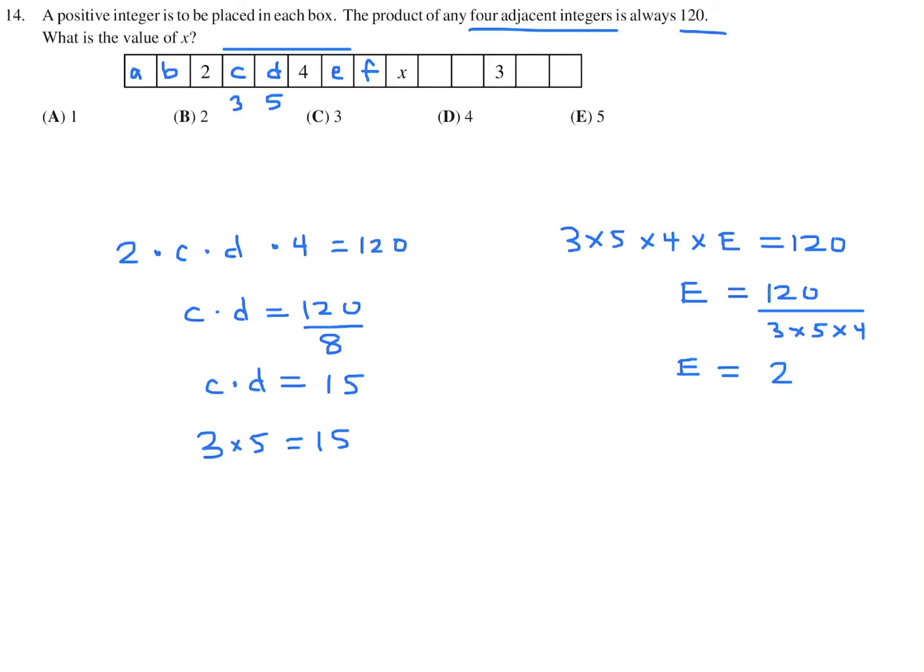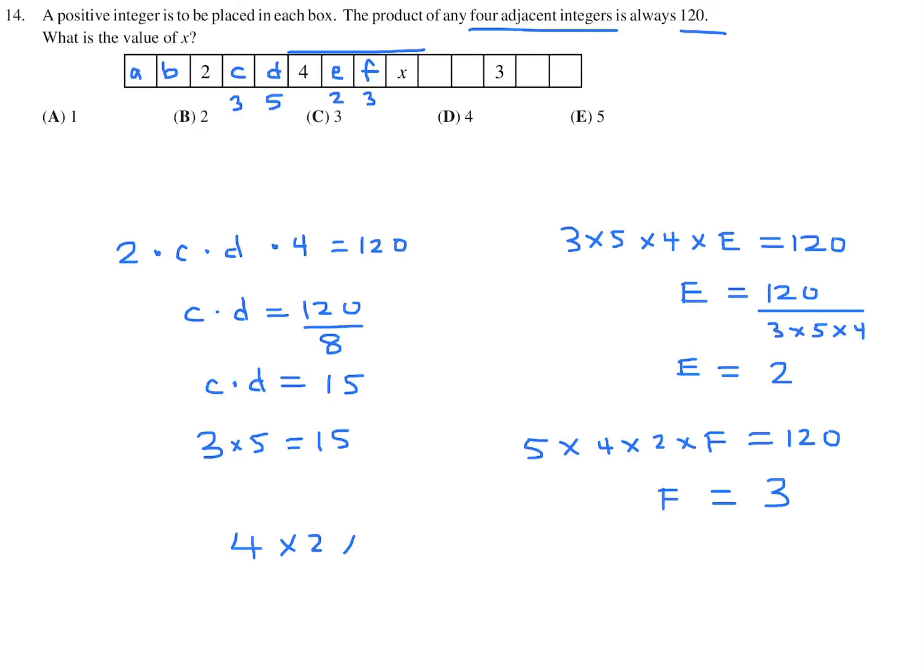Okay? So now we can put 2 in here. And moving forward, now I'm going to look at these 4 right here. Those 4. So we have 5 times 4 times 2 times F is equal to 120, and therefore F, if you solve, will be equal to 3. So now I've got 3, and finally I can figure out x by concentrating on these 4. So 4 times 2 times 3.